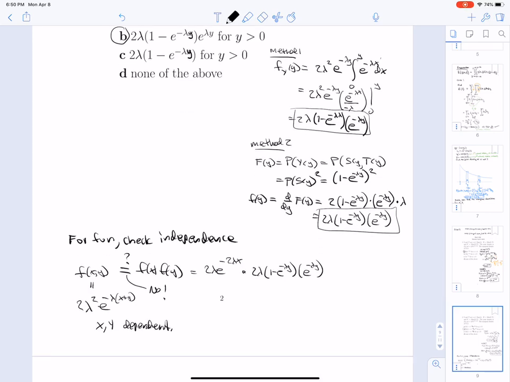And just a fun check that x and y are not independent: you can check that the joint is not the product of the marginals.